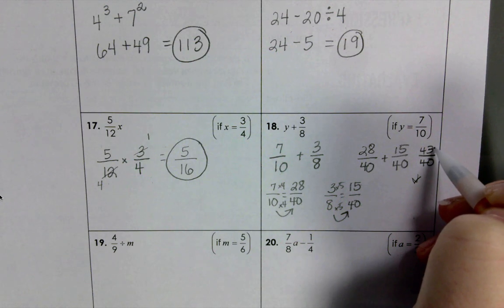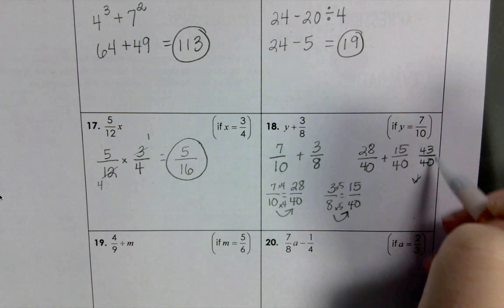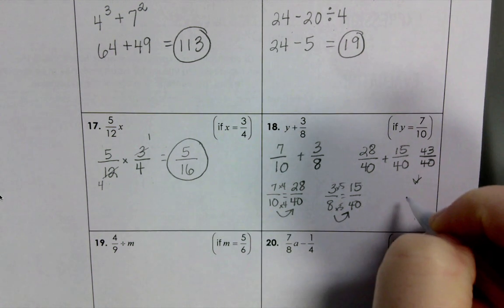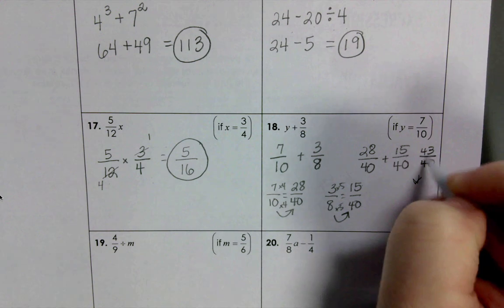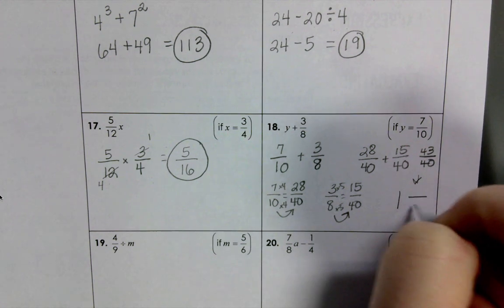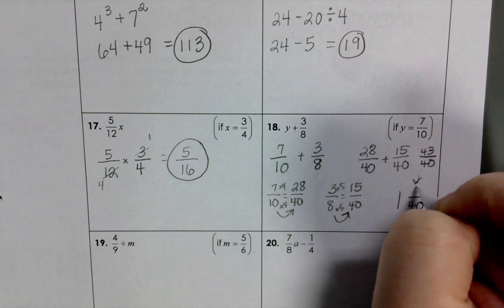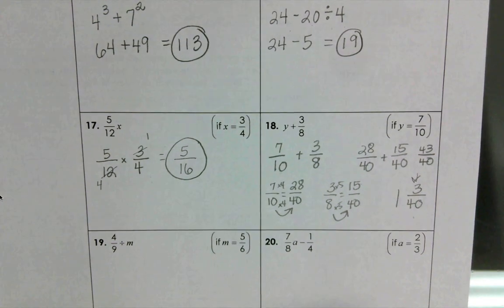So here's the shortcut to this. My denominator is going to stay the same. I know that 40 goes into 43 once. My denominator stays the same, but 43 minus 40 is 3. So 1 3/40.